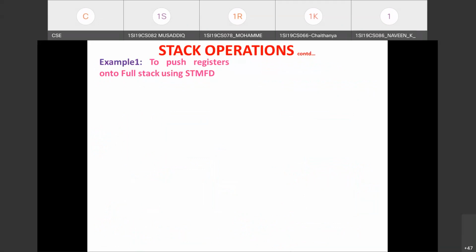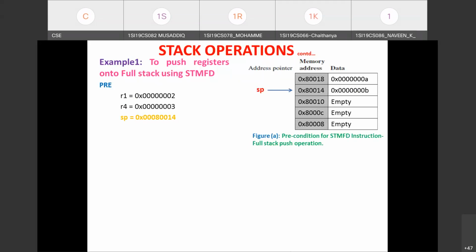Yes, ma'am. Just see this example, with respect to the instructions, how actually we can make use of push and pop. Only push I'm showing, all the push operations, then the pop we will see. Just see, this example is to push the registers onto a full stack using STMFD. It is a full descending stack we are considering. So this is the precondition we have taken. R1 is having the value 2, R4 is having the value 3. Push means we need to push, or save, the content of these registers to the stack. And the SP pointer status we have taken as 80014.